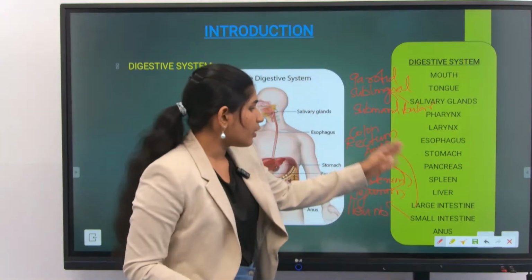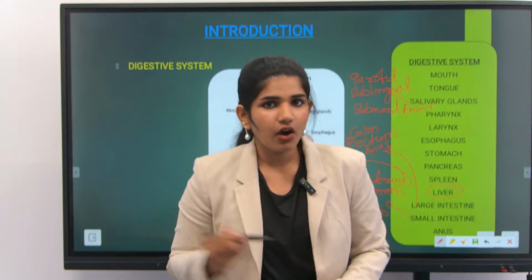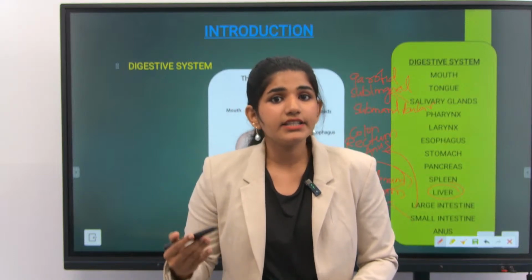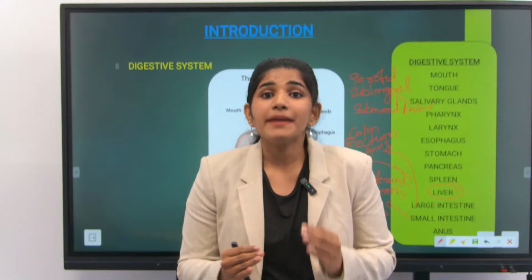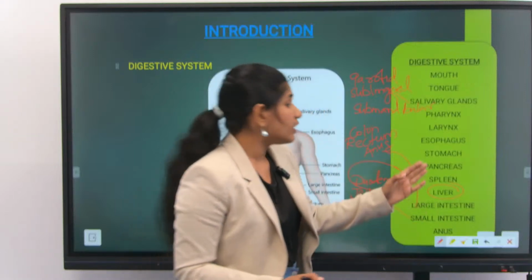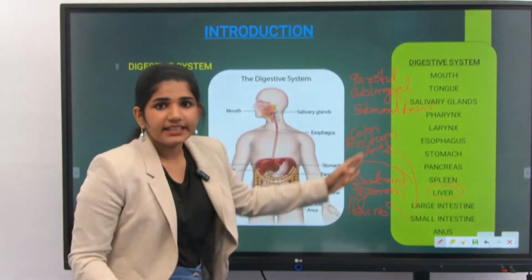Also, we can say something about the liver. The liver is known as the detoxifying organ. Why is it known as the detoxifying organ? Because it can detoxify or manage many chemicals. That is why the liver is known as the detoxifying organ. So this is the basic digestive system.